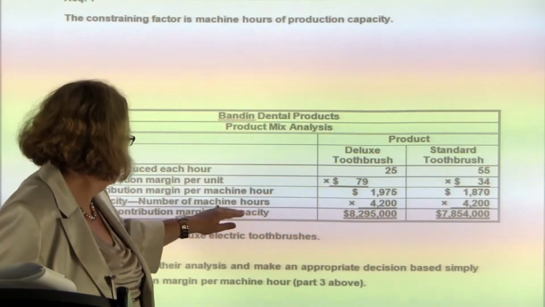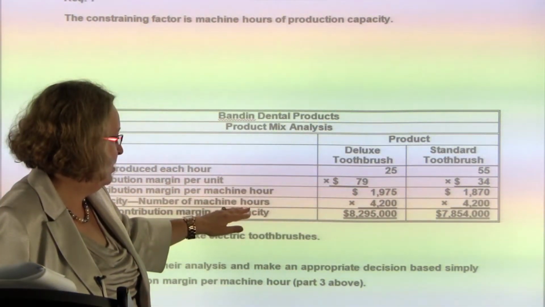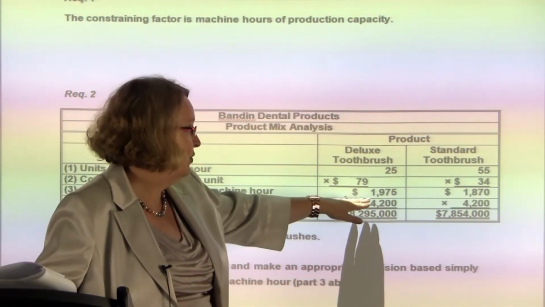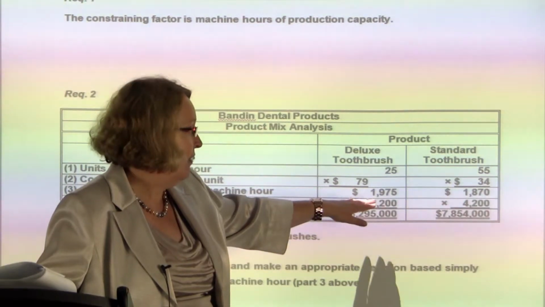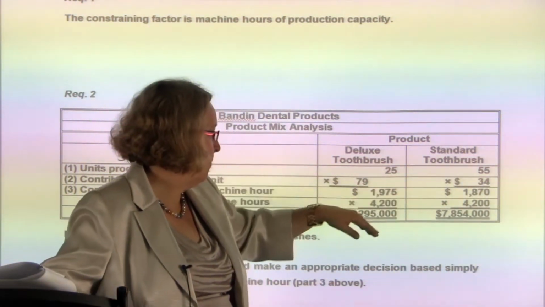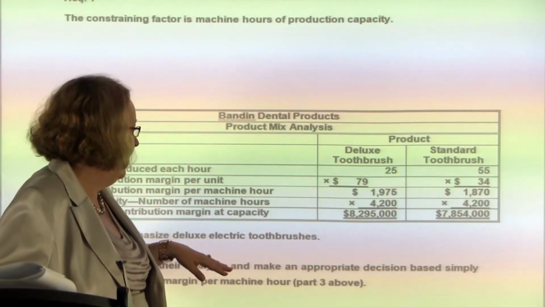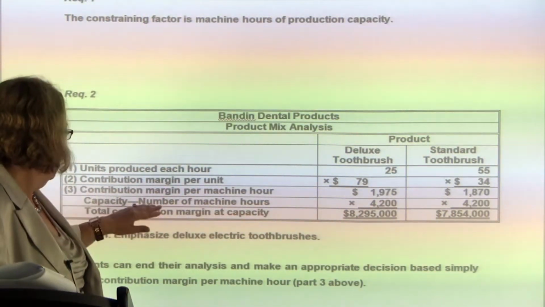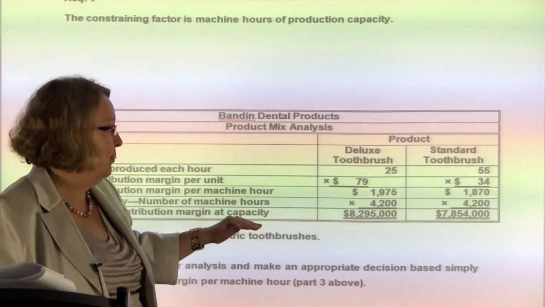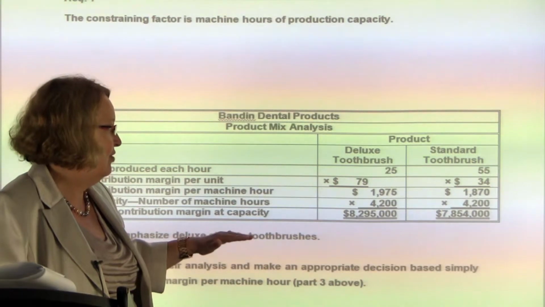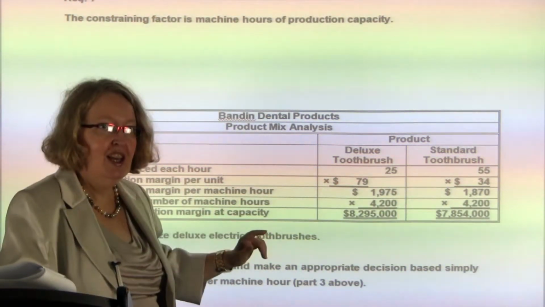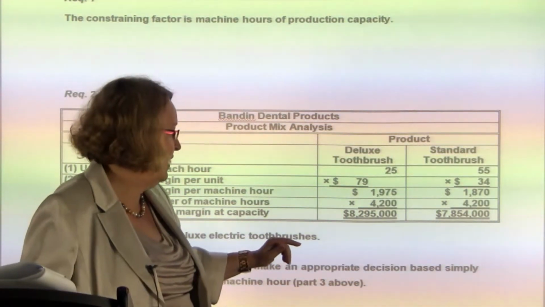So the total contribution margin per machine hour is 25 times your 79, which will give you $1,975. And similarly, 55 times $34, $1,870. So here we have the contribution margin per machine hour is higher for your deluxe toothbrush than for your standard toothbrush. And the capacity that we have available is 4,200 machine hours.